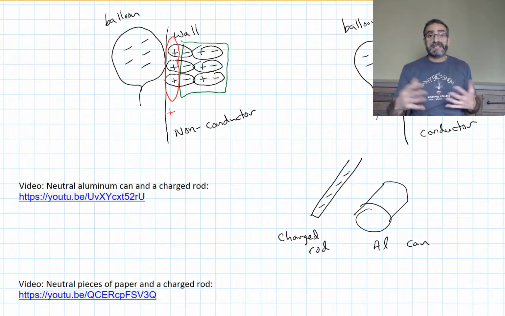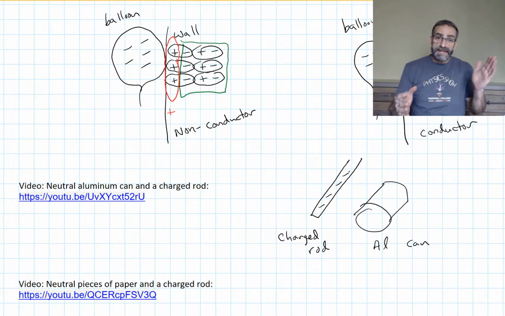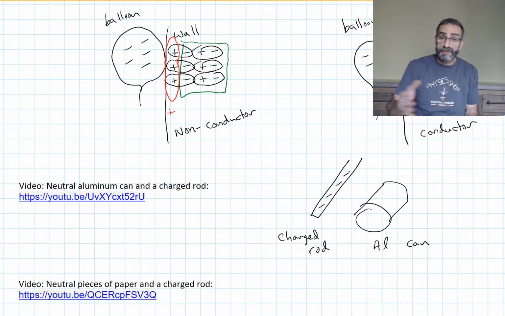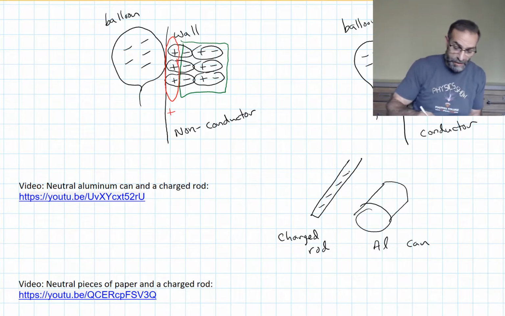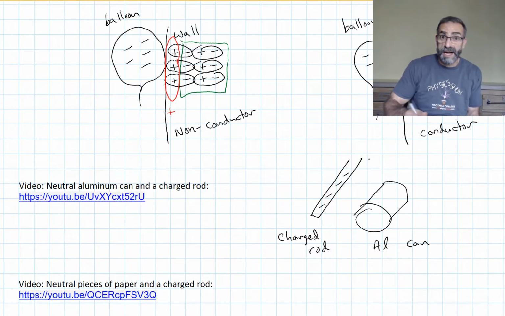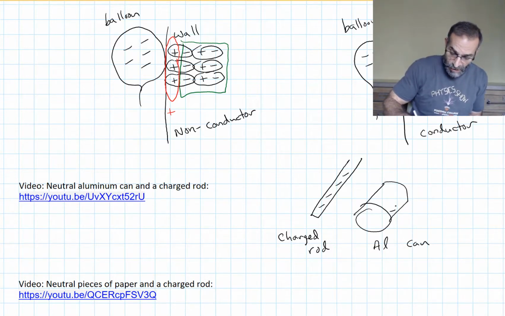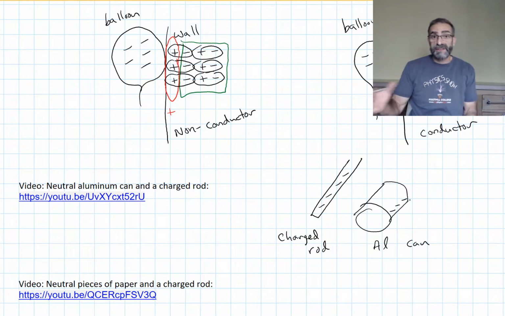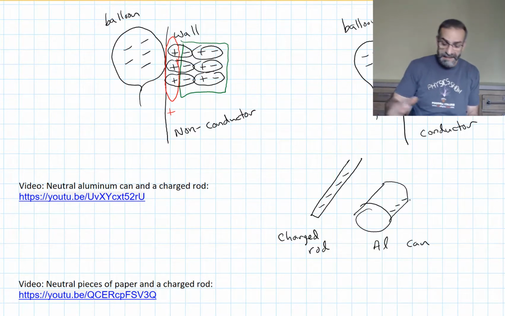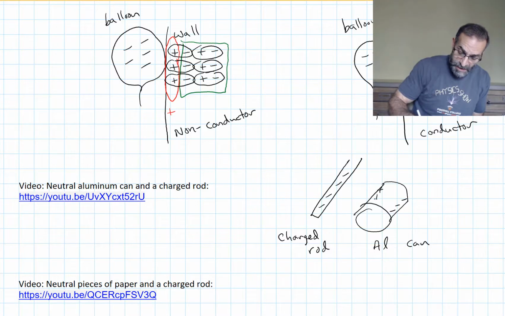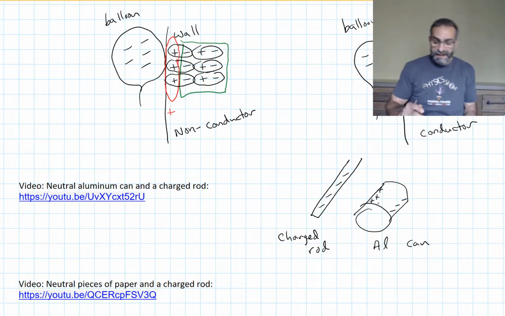Our aluminum can was electrically neutral, but you bring that negative charge up next to it and the electrons are free to move throughout the aluminum can. Where do they want to go? As far away from the negatively charged rod as they can get. So they gather along the back side, on the far side of the aluminum can. That leaves some positive charges on the other side.